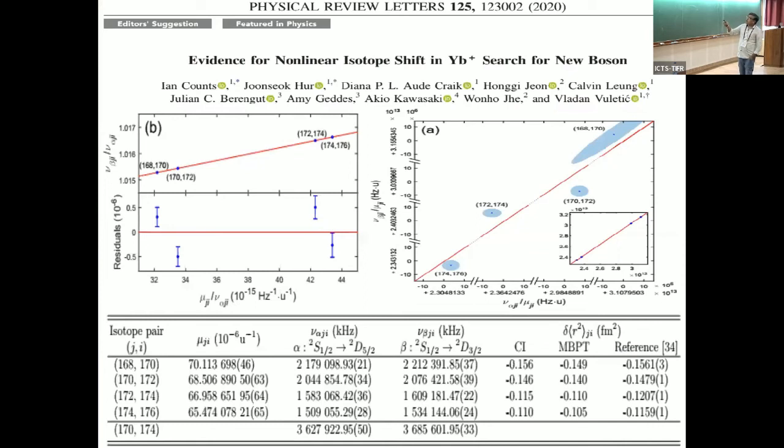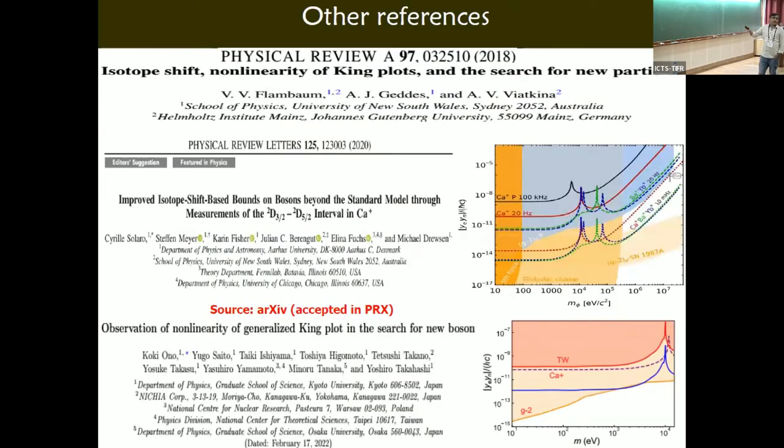So for example, there is evidence of this using the clock transition in the ytterbium ion. This was probed, and they found some kind of non-linearity, and you can follow this paper to understand this problem better. Several other proposal studies have also been done.